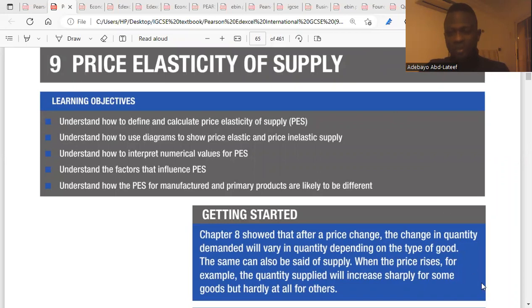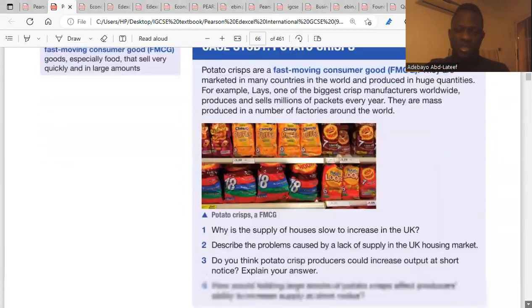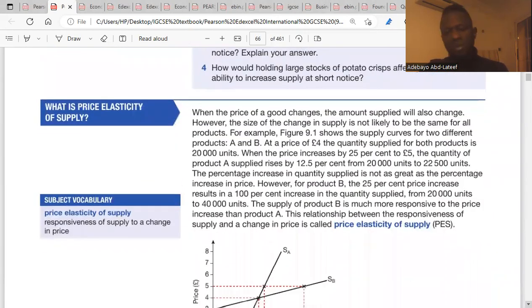Price elasticity of supply. When I talk about price elasticity of supply, it's the degree of responsiveness between the quantity supplied of a product as a result of a change in price. Price elasticity of supply is the degree at which people, firms, producers respond to the quantities they supply to the market as a result of a change in that market.